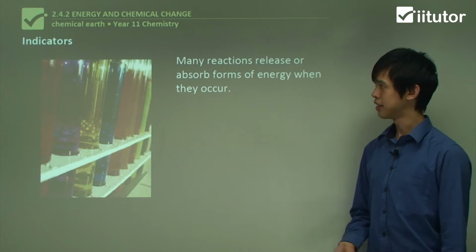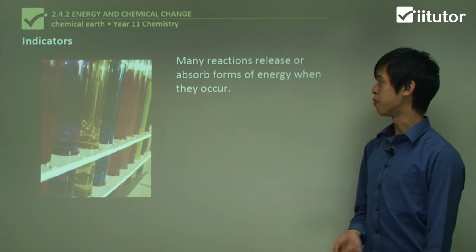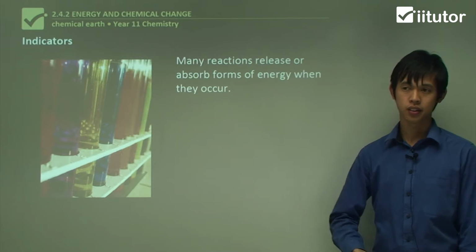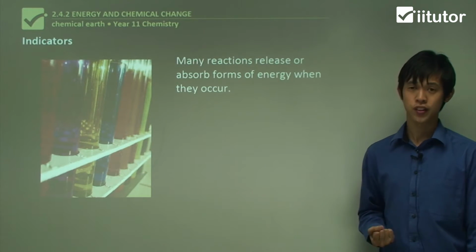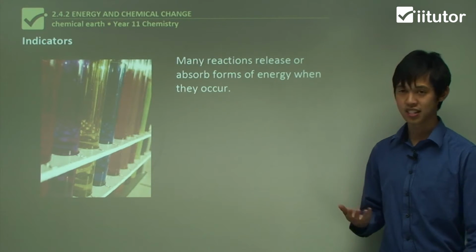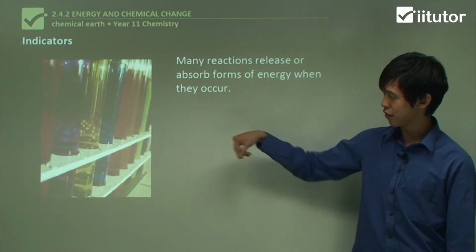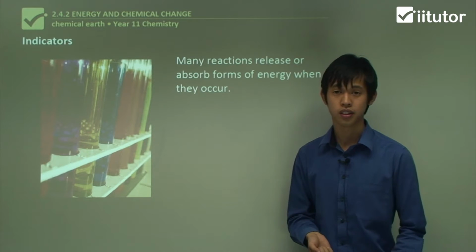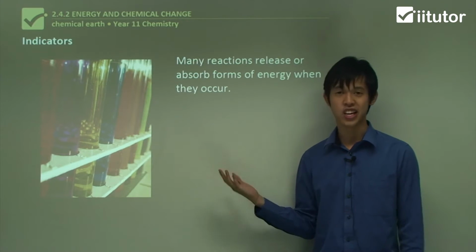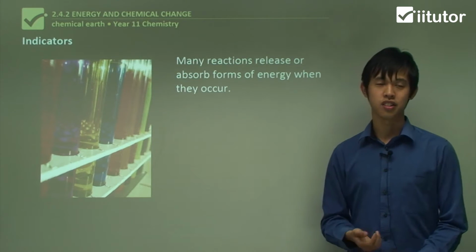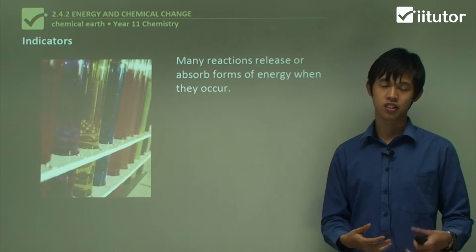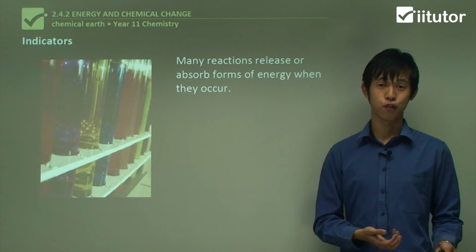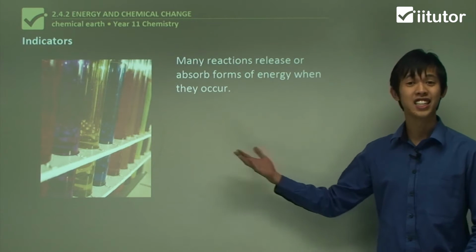So indicators. Many reactions release or absorb forms of energy when they occur. Okay, so when a reaction happens, they either emit or receive energy in some form. So here, if we look, a reaction can be identified by the fact that the color is changing, because color changes imply that the electrons are then reconfigured such that they can absorb and emit different forms of energy in terms of different colors. Okay?